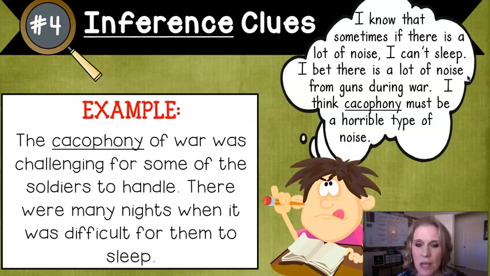Here's an example. The student is thinking, I know that sometimes if there is a lot of noise, I can't sleep. I bet there's a lot of noise from guns during war. Therefore, I think cacophony must be a horrible type of noise. So remember, making an inference is when you take the clues from the text or the picture and you use your prior knowledge or schema to help you to figure out what an unknown word might mean.